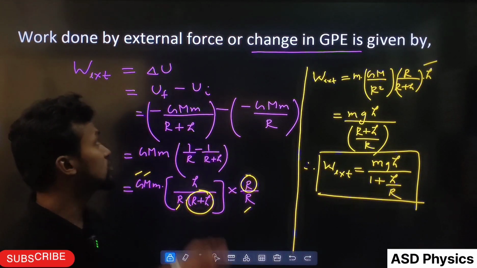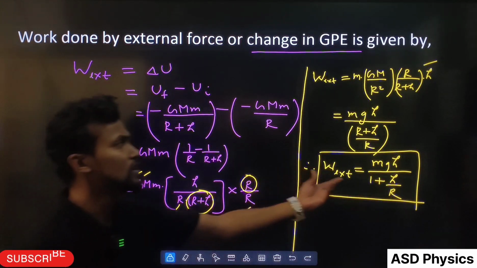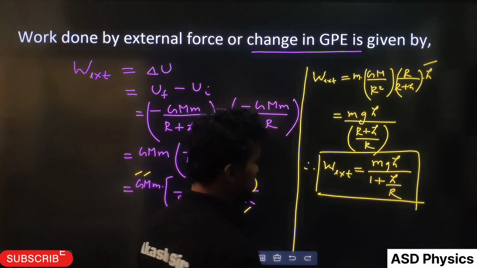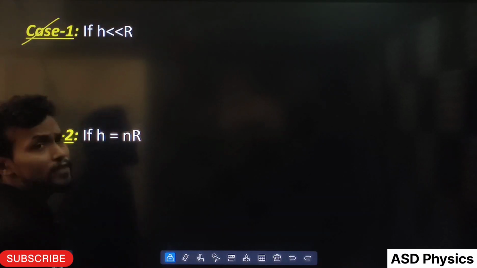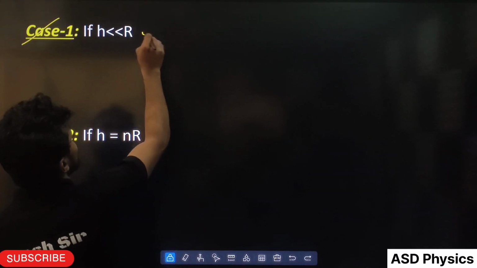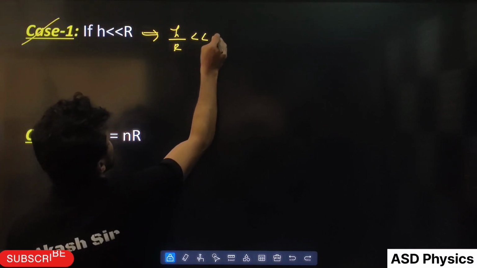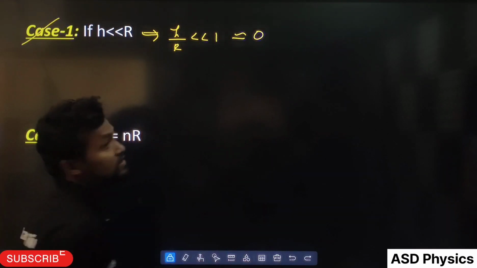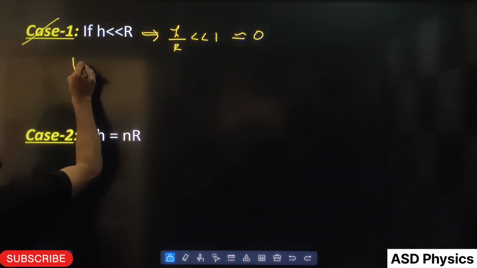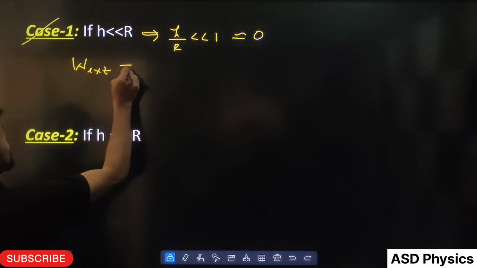Work done by the external force, or change in GPE also, same story will be there. Okay, students. Now after that, we'll see some cases. What is case one? If h is less than R. So if h is less than R, what we can tell here? h by R is less than 1, and approximately we will consider it to be 0. So in this situation, work done by the external force will be how much here?